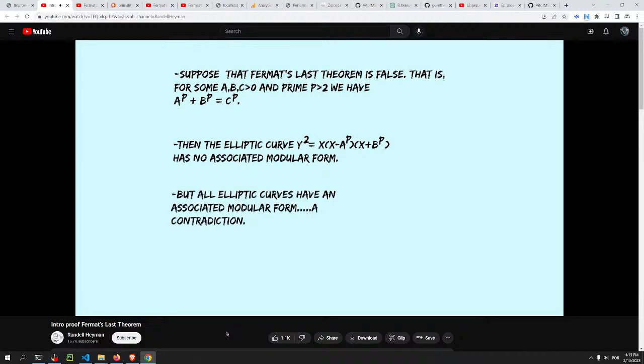That directly follows. But all elliptic curves have an associated modular form. This is the thing that Wiles and subsequent mathematicians proved. So here we have a contradiction. We're saying that all elliptic curves have an associated modular form, but we've got an example above of an elliptic curve that has no associated modular form. So because of this contradiction, we can only surmise that our initial supposition is false. And that means that Fermat's last theorem must be true.